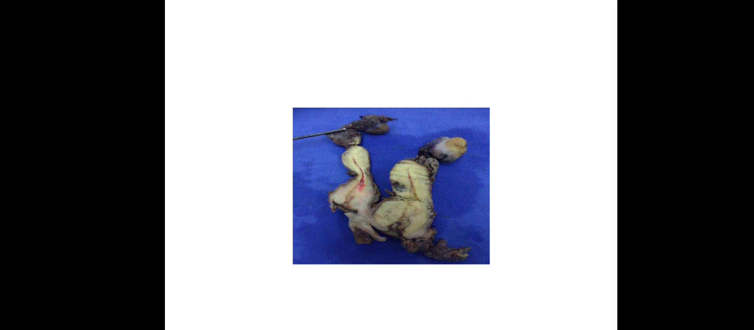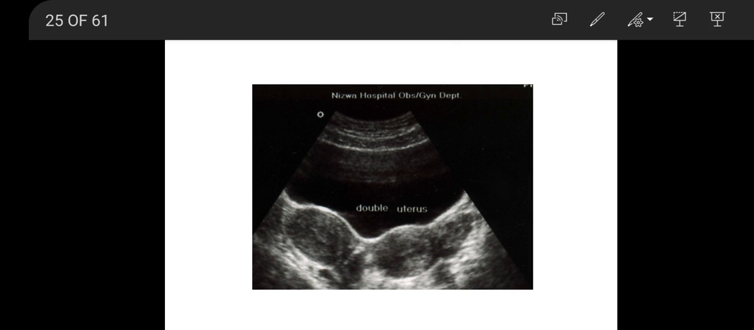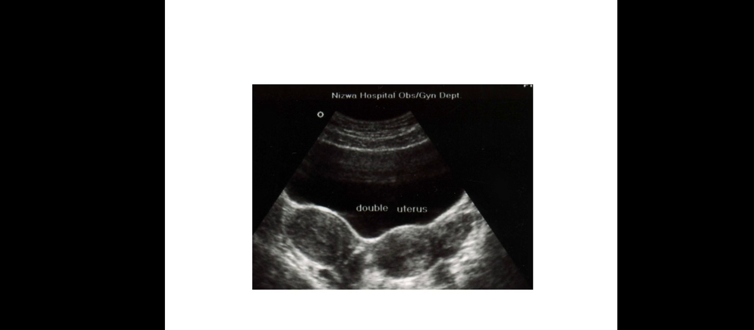That's a picture of didelphys. Okay, so this is a double uterus in ultrasound. You can see very clearly 2 uterus. Okay, two bumps, you can see 2 uterus, and it's not connected at all. You can see very clearly there's a distance between the 2 uterus.